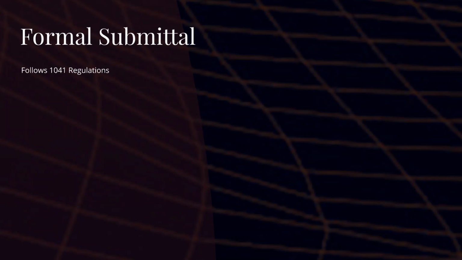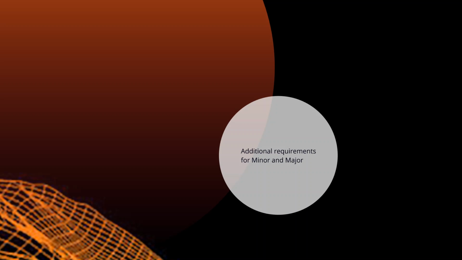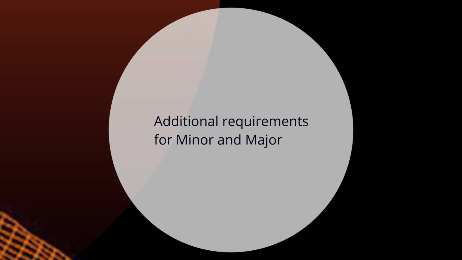There are 3 levels of permit review. The first one is a finding of no significant impact, and then there's a minor and a major. This determines the depth of your submittal requirements as you move through the 1041 regulations. If the jurisdictional agency determines that you have a minor or a major project, then you'll have some additional requirements that you may be required to comply with.